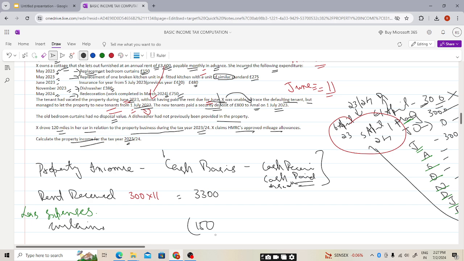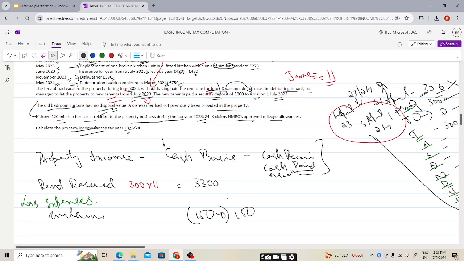Replacement relief means the amount that is an allowable deduction is the cost of the replacement less any scrap value you received. What they have given here, the old bedroom curtains had no disposal value. So disposal value will be 0. So total amount 150 will be deductible. Clear with this? Now the next is replacement of one broken kitchen unit with a fixed kitchen unit of similar standard. So kitchen unit, what is the replacement cost? 275. And what they have given is that it was of similar standard. So no issues because it was of similar standard.